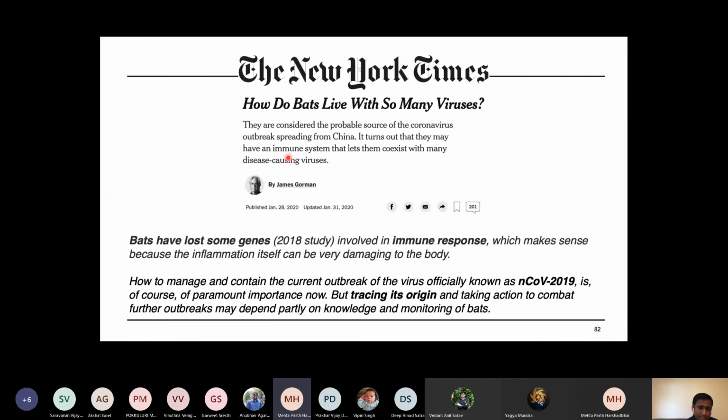I'm actually going to skip over this, but there's a New York Times article which also said that there are some gene losses in bats, which could have led to, because we think that bats are exposed to a lot of coronaviruses, and maybe this coronavirus evolved first in bats as well, and was then zoonotically transmitted to humans probably. This article came out a long time back, but there are studies which have shown that gene losses could also influence why bats live with so many viruses. And our study, which was published earlier this year, sort of confirms this observation, in my opinion.